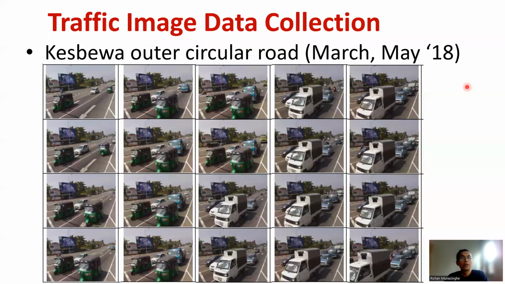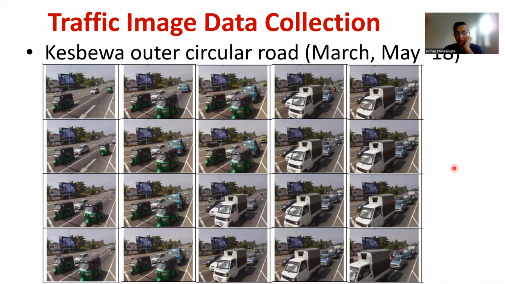These are some of the images taken in 2018. This is Kaduwela Outer Circular Road. You can see the vehicles, lorries, three-wheelers, etc. This is the first step in adaptive traffic control.